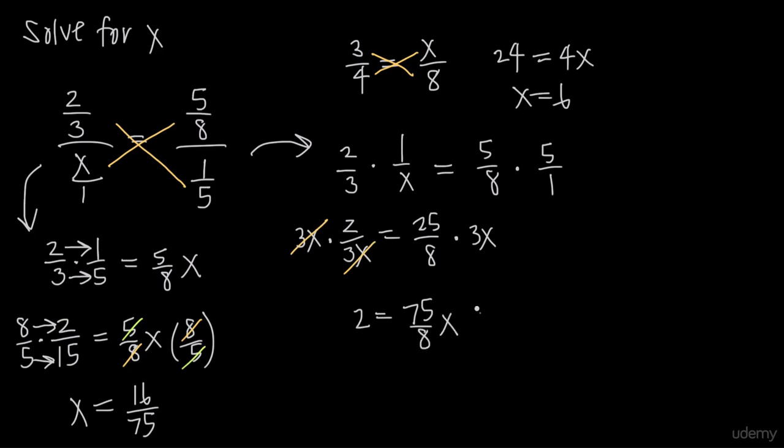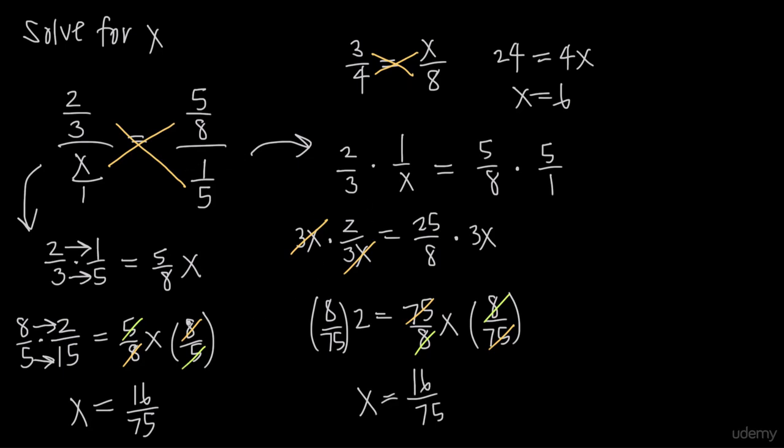And now if we just multiply both sides by 8 over 75 and 8 over 75, then we'll get the 75 and the 75 to cancel, and the 8 and the 8 to cancel, leaving us with just x on the right-hand side. So we're going to get x is equal to 8 times 2 is 16, and then we have 75 here in the denominator, and notice that we got the same answer, x is equal to 16 over 75.